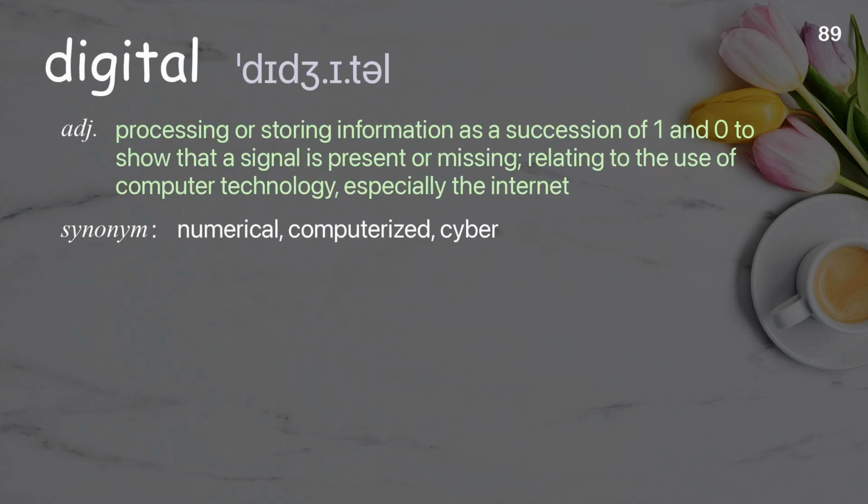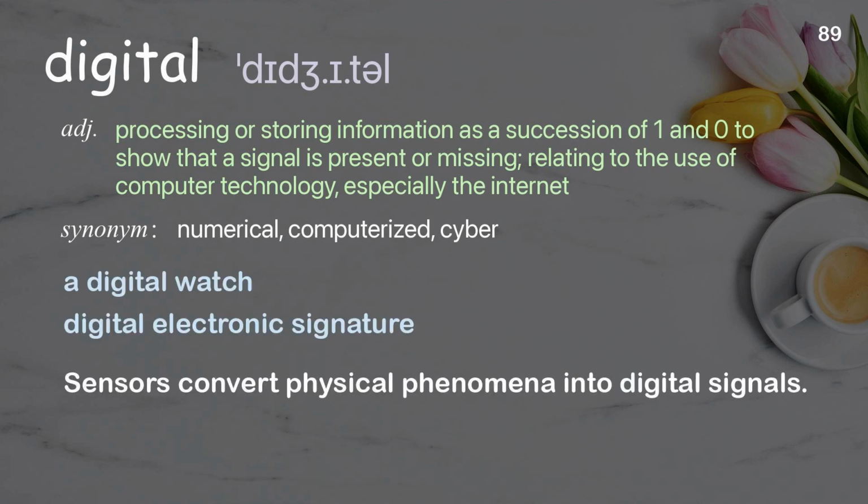Digital: Processing or storing information as a succession of 1 and 0 to show that a signal is present or missing, relating to the use of computer technology, especially the Internet. Examples: A digital watch. Digital electronic signature. Sensors convert physical phenomena into digital signals.